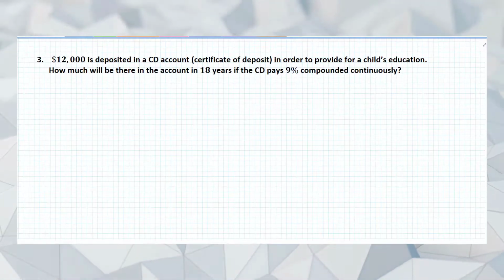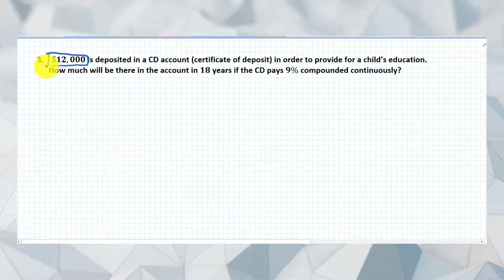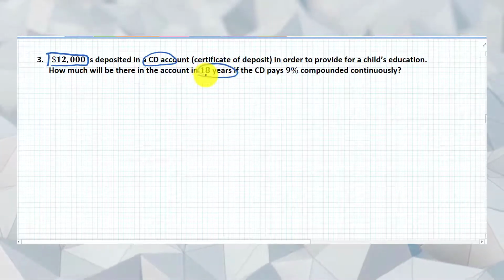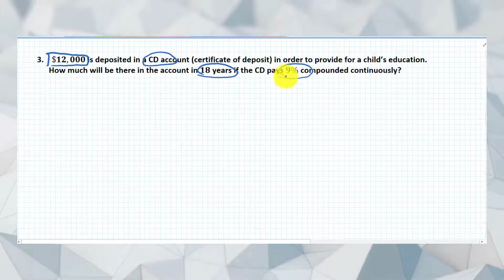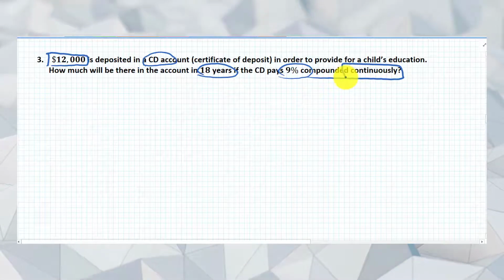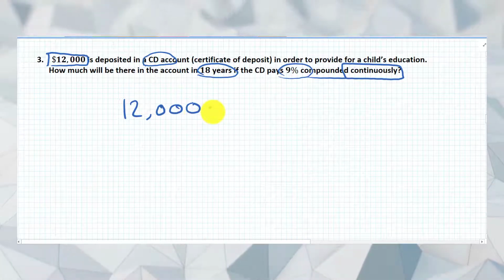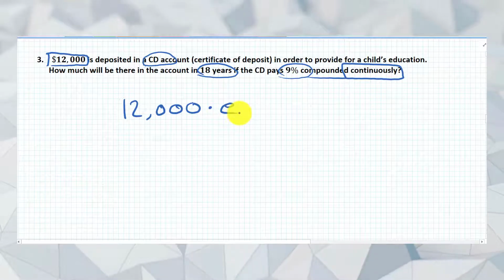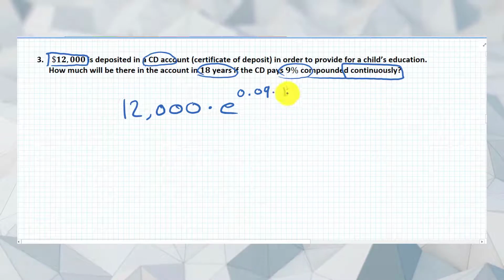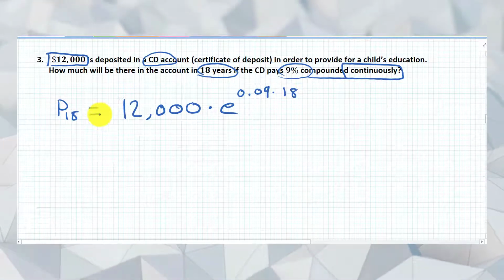All right, next question. Okay, by this time you have the hang of it. This time you deposit $12,000 in a certificate of deposit account. You're gonna leave it there for 18 years and the return is 9% compounded continuously. I have to use a formula with e, okay? So you invest $12,000 and you compound continuously, so it's a formula with e. The rate is 9%, that's 0.09, and you leave it there for 18 years. And that will give you how much your investment is worth after 18 years.